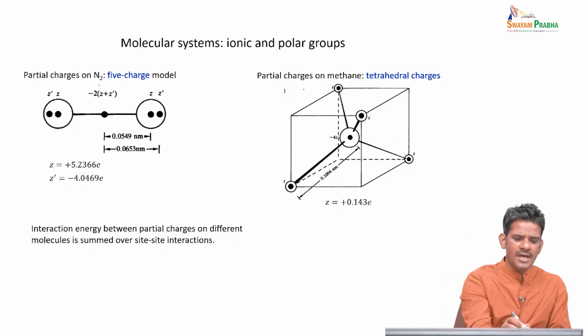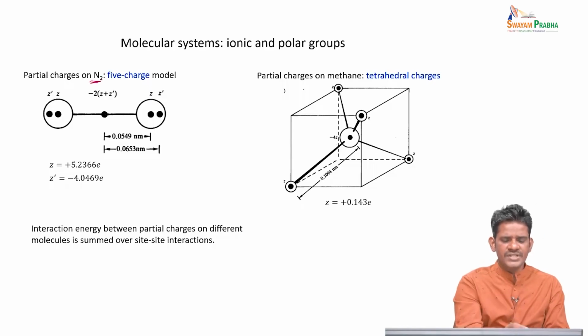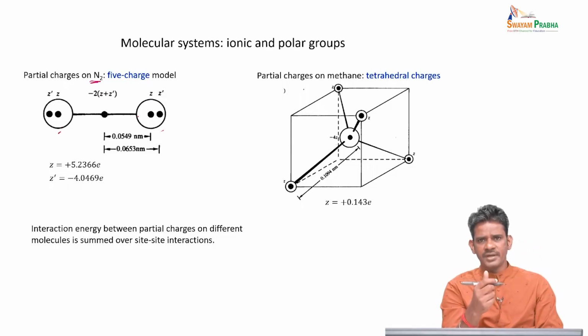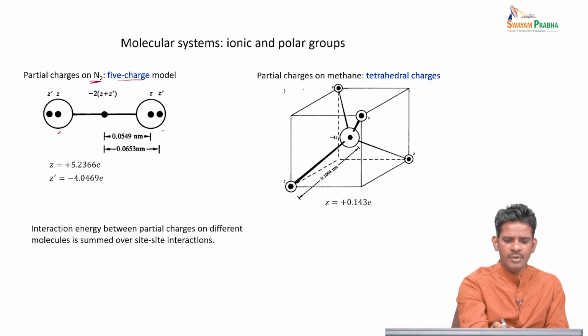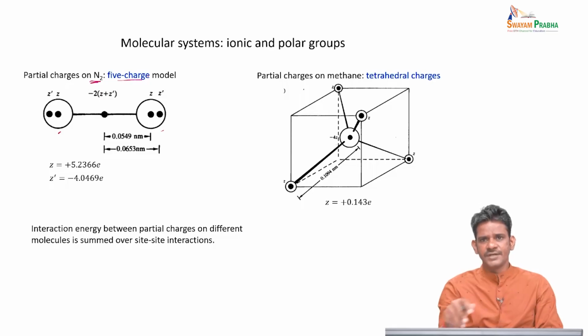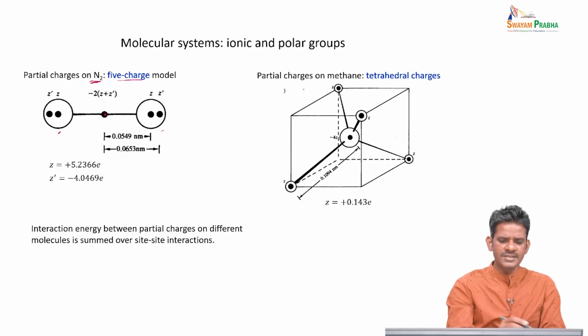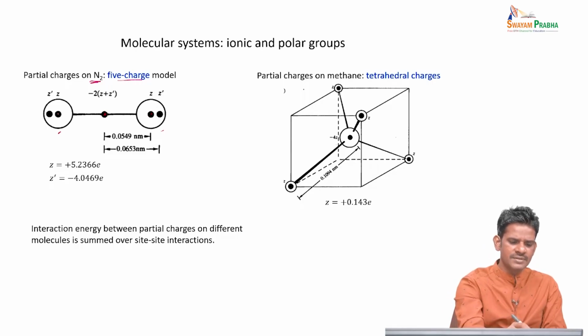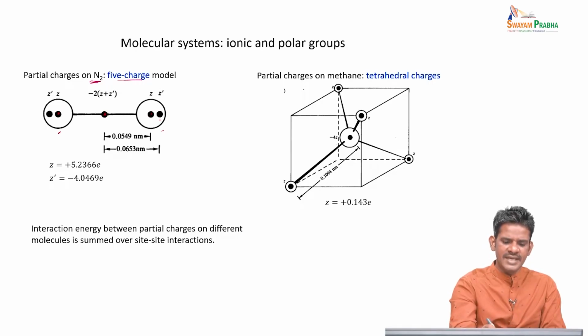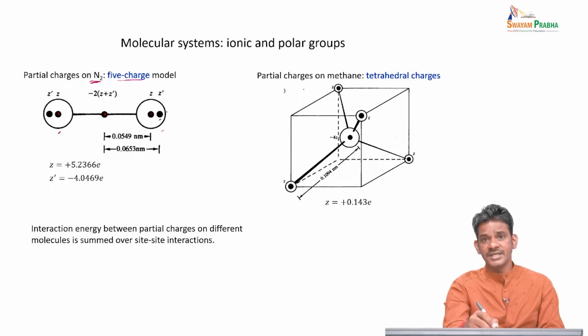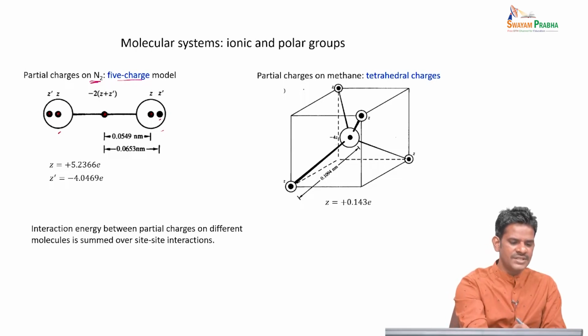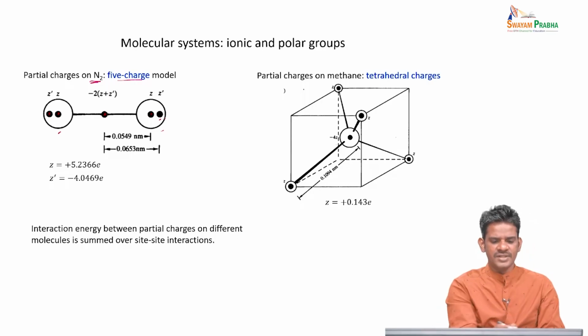The first one is nitrogen, which is a diatomic molecule. You can see there is one nitrogen here, another nitrogen here, held by a fixed bond like we discussed before. Now in this particular model, 5 partial charges are distributed along the length of the molecule. There is some charge at the center of the bond and some charges at the center of either atom, and then 2 more charges slightly shifted away from the center of the particles. You can see these are shifted from the center by some amount. The dimensions are given here.